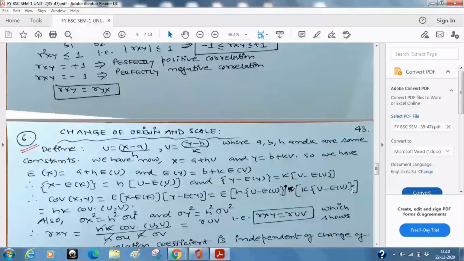So this whole term within the braces, or within the curly bracket, is actually the covariance between u and v. So that is what we are writing here. This is covariance between u and v. So what you get in one line? Covariance between x and y is equal to h into k times covariance between u and v.